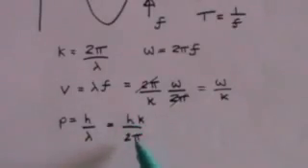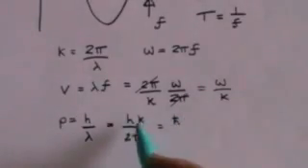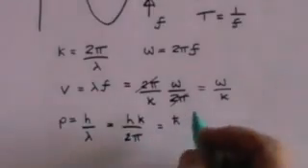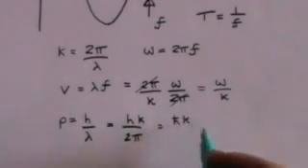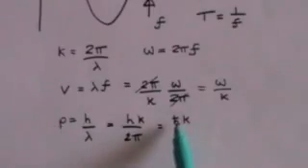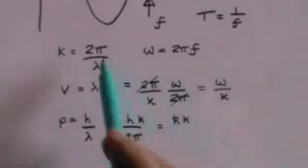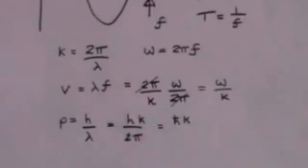h over 2 pi is often written as h bar. It is the reduced version of Planck's constant. h bar is simply Planck's constant divided by 2 pi, times k. And so we've now shown that the momentum of the wave is h bar times k, the wave number, and k is 2 pi over lambda.